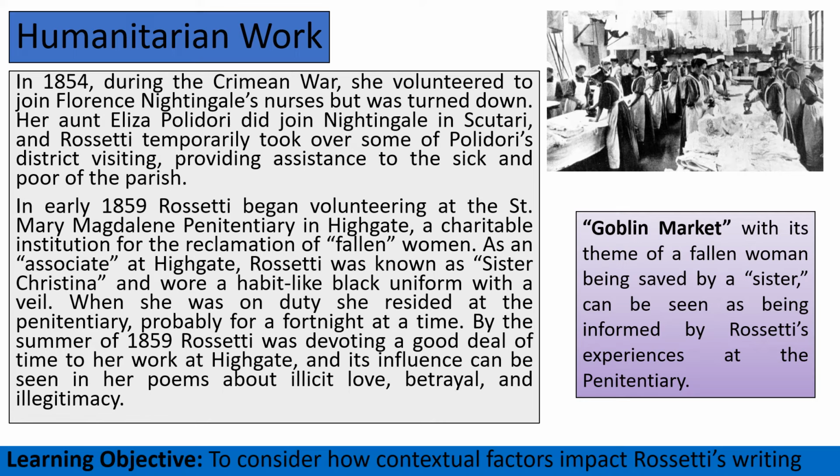As an associate at Highgate, Rossetti was known as Sister Christina and wore a habit-like black uniform with a veil. When she was on duty, she resided in the penitentiary, probably for a fortnight at a time, but no one can quite say. But by the summer of 1859, Rossetti was devoting a good deal of time to her work at Highgate, and its influence can be seen in her poems about illicit love, betrayal, and illegitimacy.